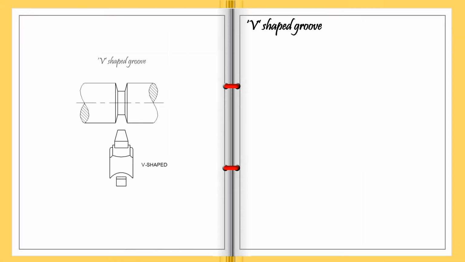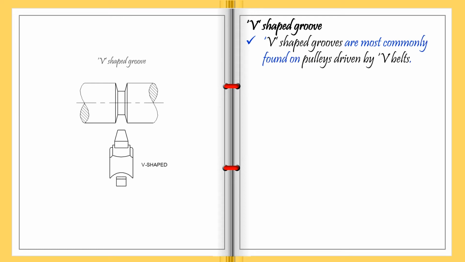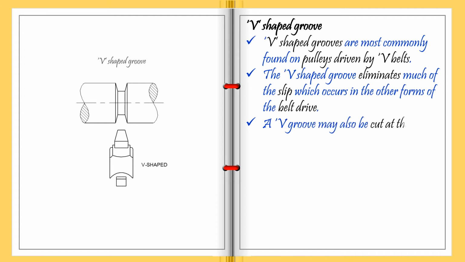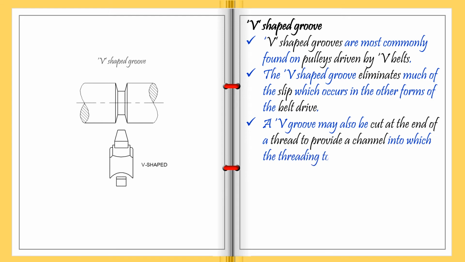V-shaped groove. V-shaped grooves are most commonly found on pulleys driven by V-belts. The V-shaped groove eliminates much of the slip which occurs in the other forms of belt drive. A V-groove may also be cut at the end of a thread, to provide a channel into which the threading tool may run.